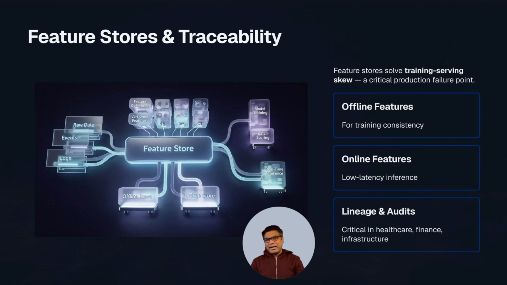Alongside feature stores are metadata systems, lineage systems, data catalogs, and model registries. Together, they create traceability. That matters for debugging, audits, compliance, and trust. In regulated industries such as healthcare, finance, or critical infrastructure, the ability to show what data trained a model, when it changed, who approved it, and how it was validated can be as important as the model's raw accuracy.